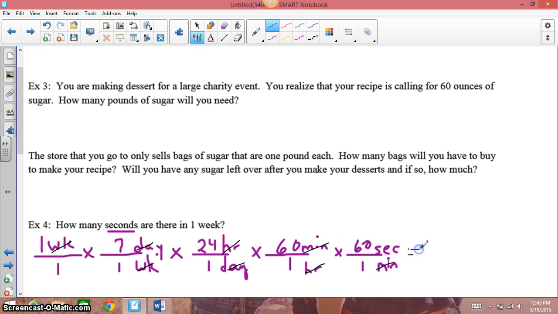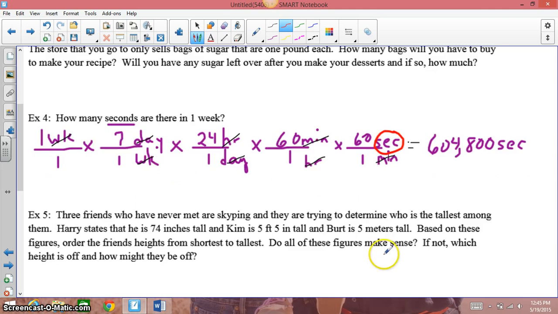In this case, we multiply straight across all the way up top, and you should get 604,800, and then the unit on that would be seconds, because as you notice, the only unit you had left at the very end was seconds. Okay, we'll move on down to example 7.